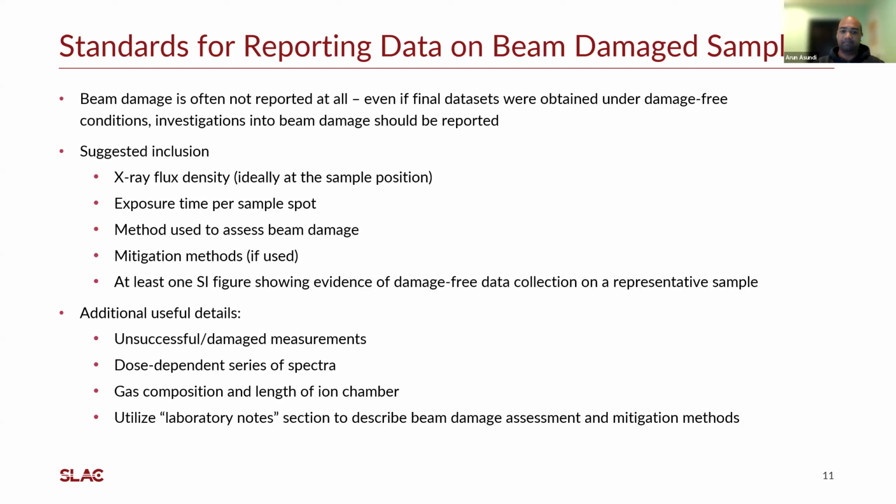obtain good quality data. We suggest including details like the flux density, exposure time, methods used to assess and mitigate beam damage, and some evidence, perhaps a figure in the supporting information showing that the data was collected without any sample damage. Additional details that would be useful to include are descriptions of figures or figures of unsuccessful measurement attempts, dose-dependent series of spectra, and details of the beamline configuration. Some journals include a laboratory notes section, which is a good place to include these details.